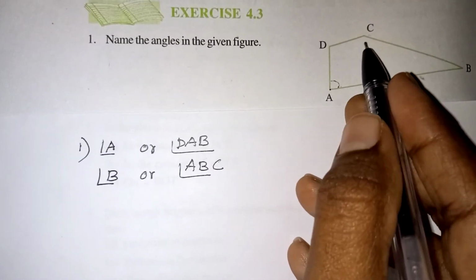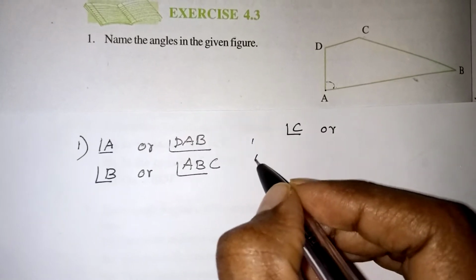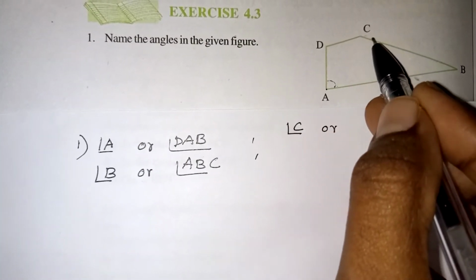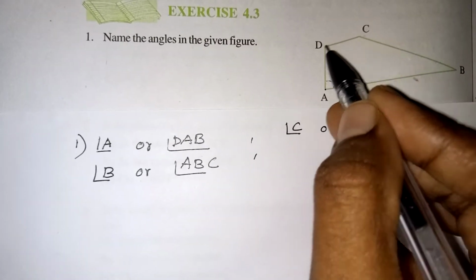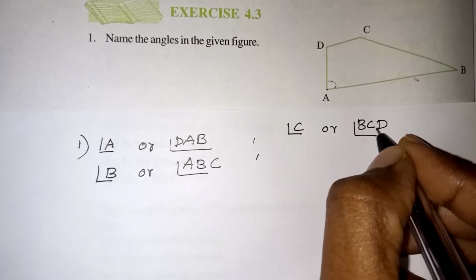For the third angle, angle C, it can be written as angle C, or we can write it as: from B the line is coming and it's passing through D. So this is a line coming from B passing to D. So BCD, like this we should write.